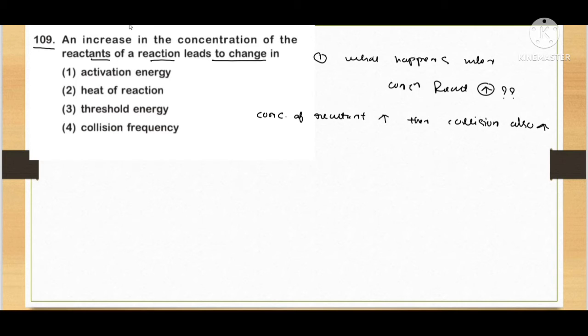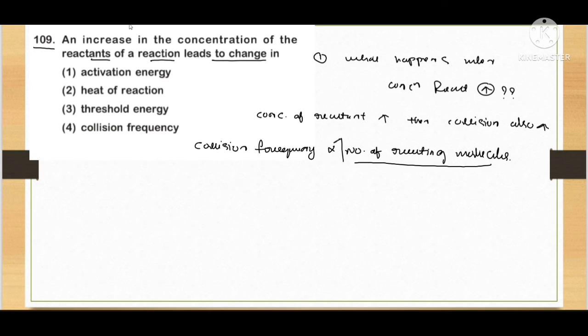Collision frequency also increases. We know that collision frequency is directly proportional to the number of reacting molecules. Here it is given that the concentration of reactants increases, so the number of reactant molecules increases, then collision frequency also increases. That's why option 4 is our correct answer. By increasing the concentration of reactants of a reaction, it will lead to change in its collision frequency.